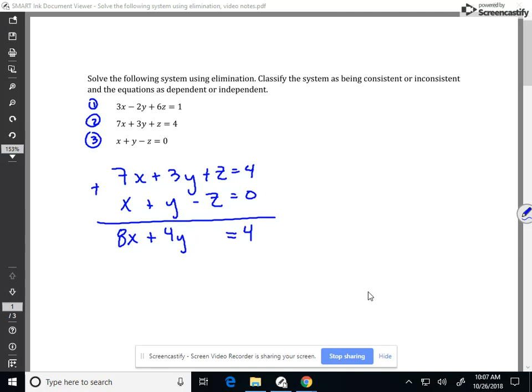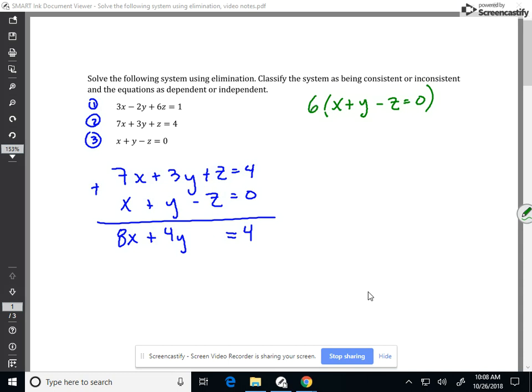Now, in order to continue on, I have to choose another pair of equations from the first set and eliminate that same variable again. So I'm going to choose equation 1 and 3 because, again, I've got a positive and negative z situation. However, equation 1 has 6z and equation 3 has just negative z. So I'm first going to multiply equation 3 by 6. I don't know why I wrote 3 up there. Sorry. Let's make that a 6.